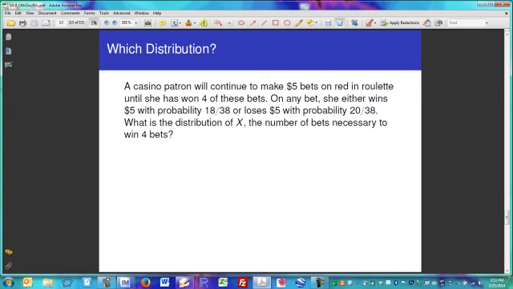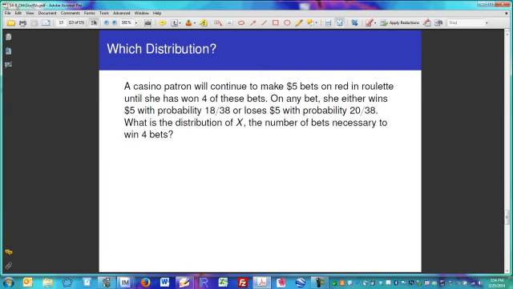It has 2 parameters, r and p, and the parameter r in this case would be 4 because there are 4 successes that we're waiting for, or accumulating, I guess. And p would be the probability of those successes. So in this case, the probability of a win is 18/38. So this particular distribution is a negative binomial with parameters r = 4 and p = 18/38. That's all you need to know.